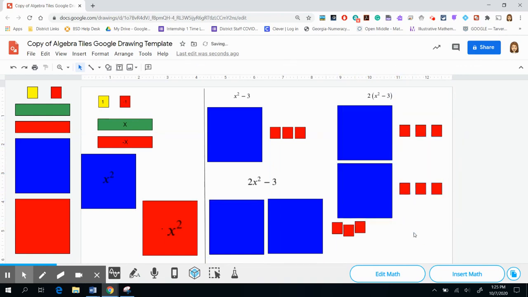And let's take a look at what we've got here. Let's see how these compare. So originally we had one group of x squared minus 3, one group of x squared, and one group of negative 3. Then we went to two groups of x squared and negative 3. And then finally, we ended up with two groups of x squared minus 3. There's two groups of x squared and two groups of negative 3.